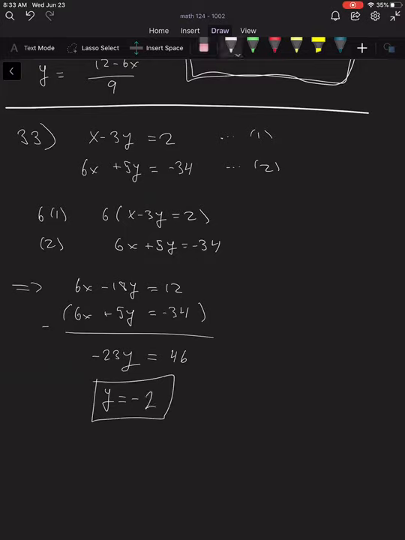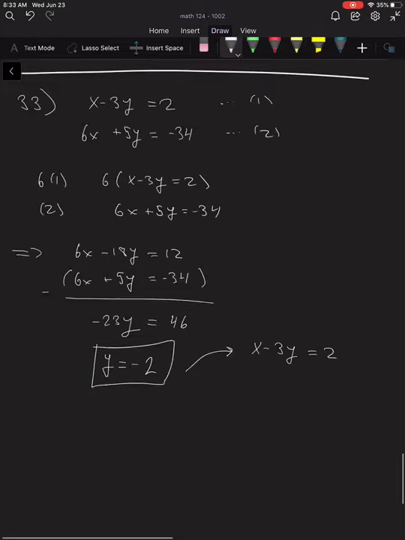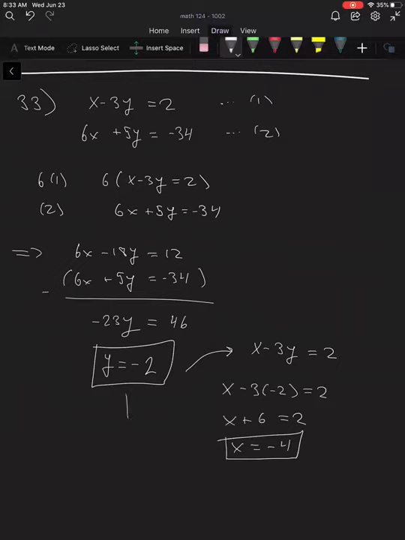So now what we can do is pick any of the top equations. Let's just pick the first one, x minus 3y is equal to 2. And then we plug y is equal to minus 2 into here. So we get x minus 3 times minus 2 is equal to 2. So x plus 6 is equal to 2, and x is equal to minus 4. All right, so then our answers here are y is equal to minus 2, and x is equal to minus 4.